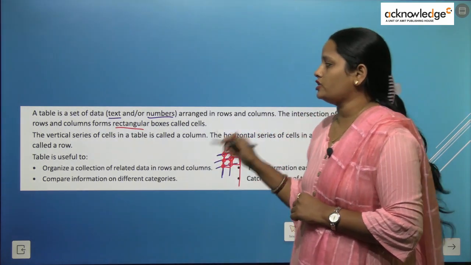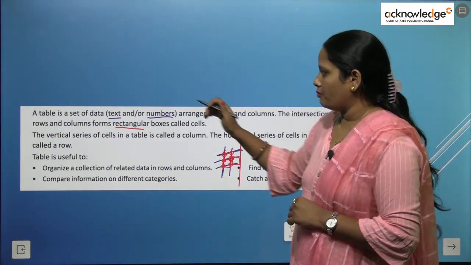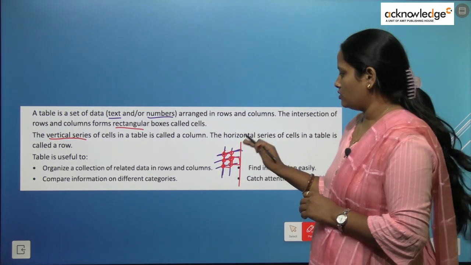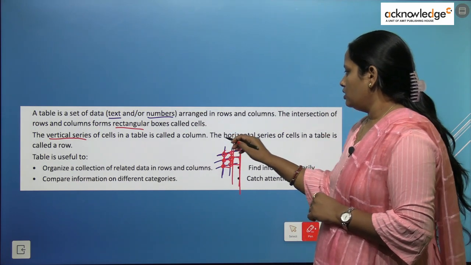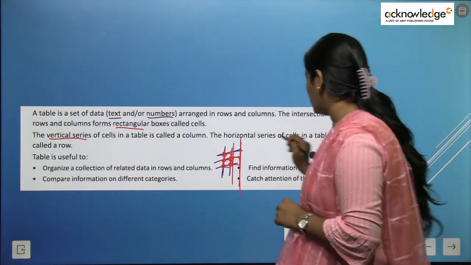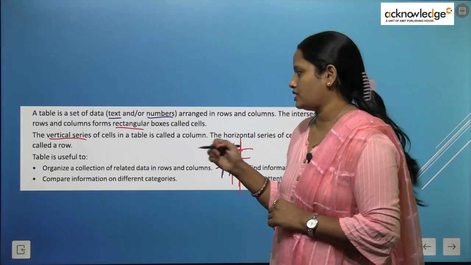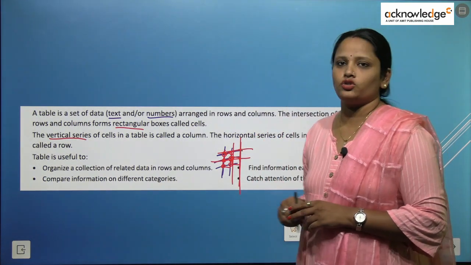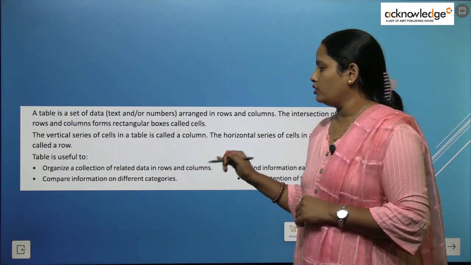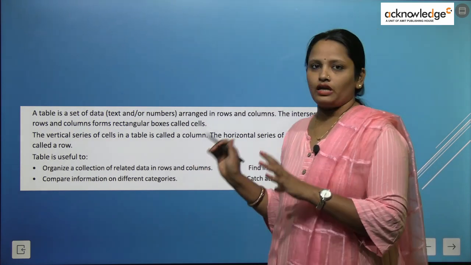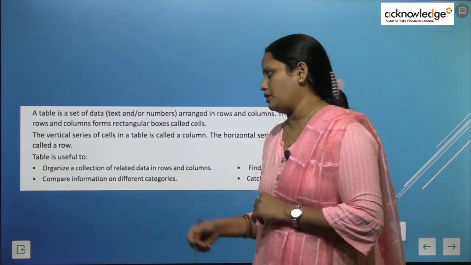The vertical series of cells in a table is called a column. So this is a column. The horizontal series of cells in a table is called a row. So rows and columns meet each other to make cells. A table is used to organize a collection of related data in rows and columns. So whatever we have written, we can make it look organized by using tables.